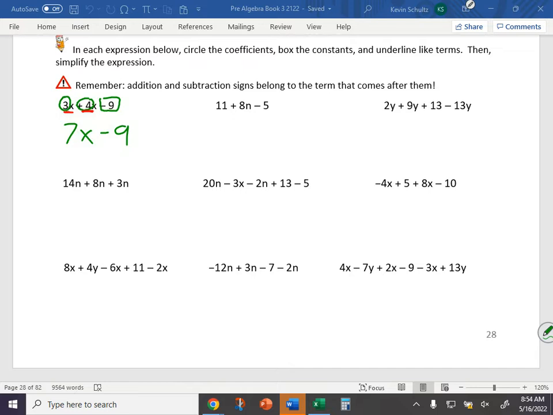What do you do if there isn't a constant? If there's not a constant, then you don't have anything to worry about. Then you don't have to put anything inside of a box.